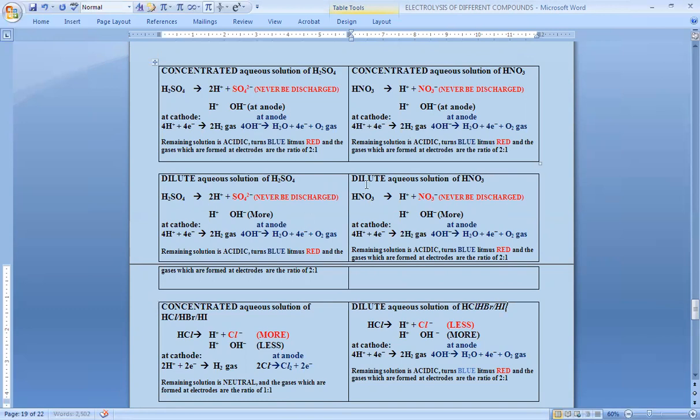Now we have to complete our lecture about aqueous, dilute and concentrated solutions of ionic compounds as well as acids. In the next lecture, inshallah, we will discuss copper sulfate other than acids, copper sulfate with the active electrode and the inert electrode. What happens with them? So now we have to finish our class.